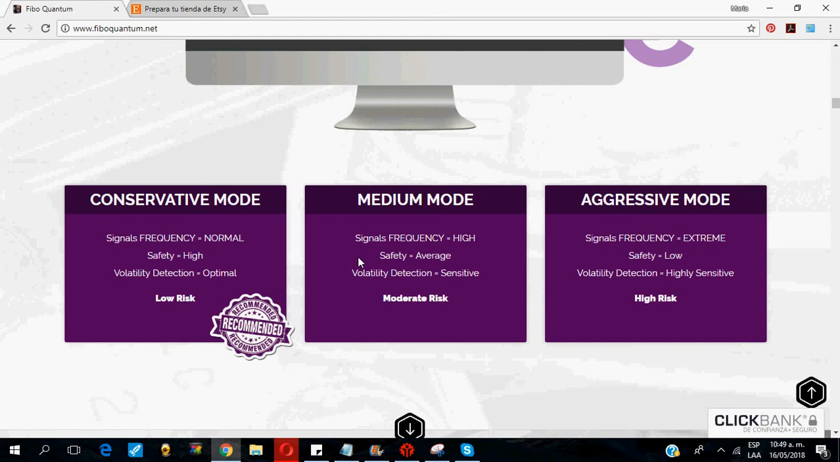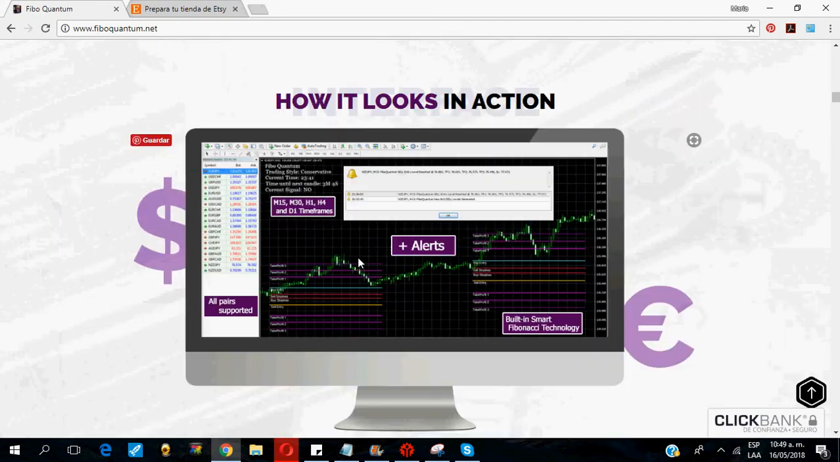3 types of signal alerts and built-in multiple trading styles will ensure that you make the most profit possible. Really, I am 100% confident that you will be happy with the brand new Fibo Quantum indicator.